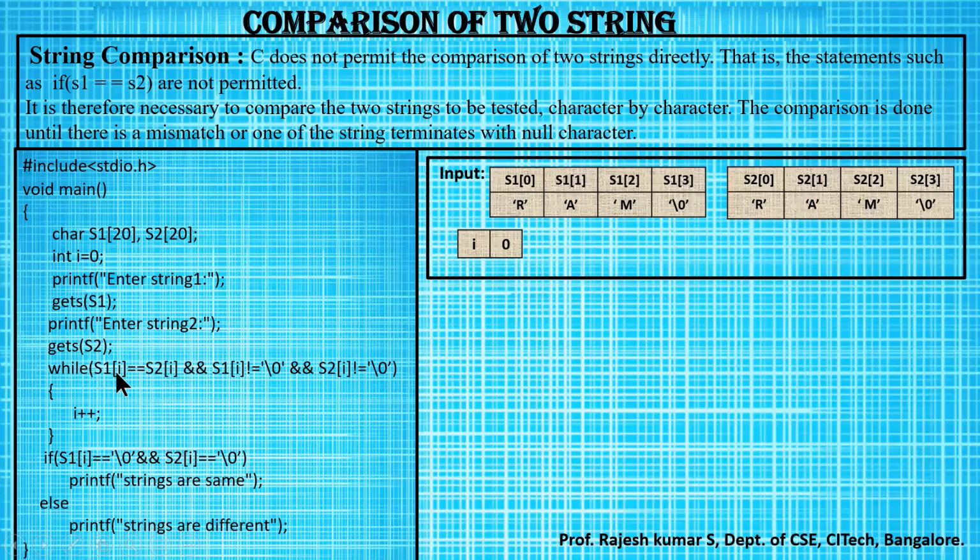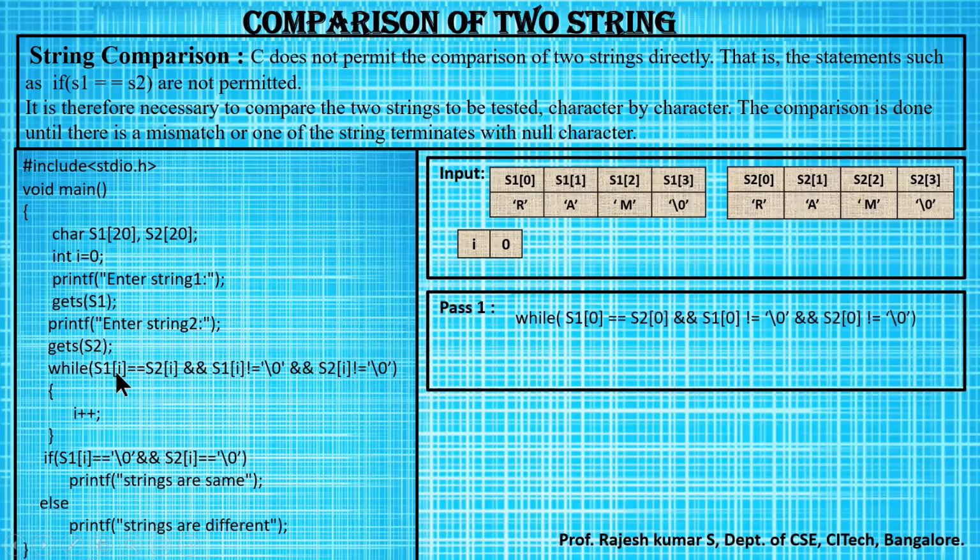So here the condition is S1 of I. I'll just display the condition for you. Now I value 0. S1 of 0 double equals S2 of 0. And there are 3 conditions I've specified. All these 3 conditions should be satisfied in order to enter the while loop. So first I'll check whether these both are similar. And I'll check whether this is not a null value and this is also not a null value.